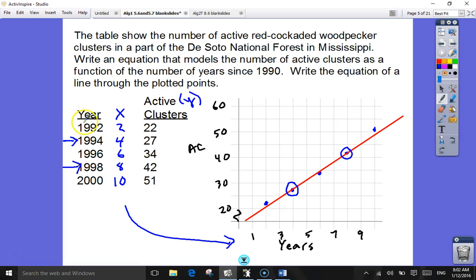Using this data right here, 1992 to 2000. Now, who knows, maybe they did this in 2000, but we're not in 2000 anymore, right? We're in 2016. What if I wanted to know what this would have predicted for the number of active clusters in 2016? How could I use my line to figure that out?